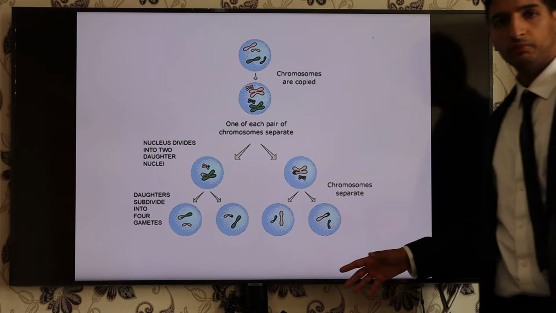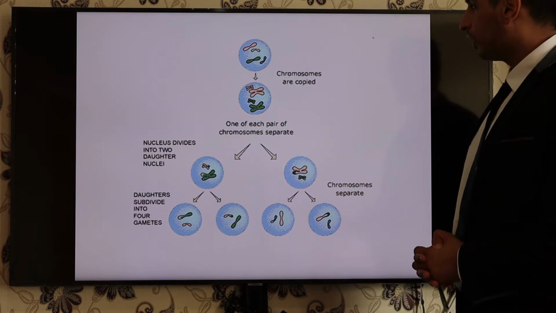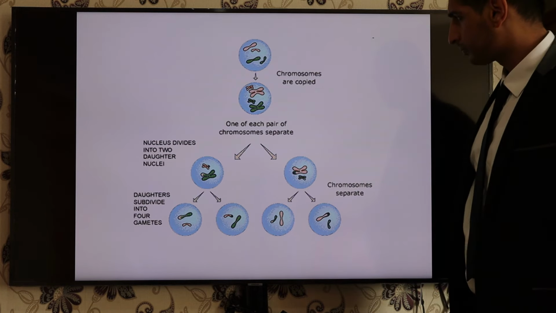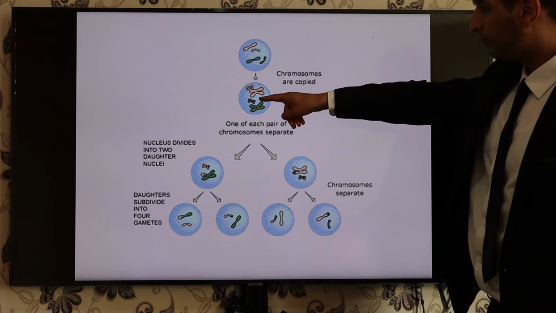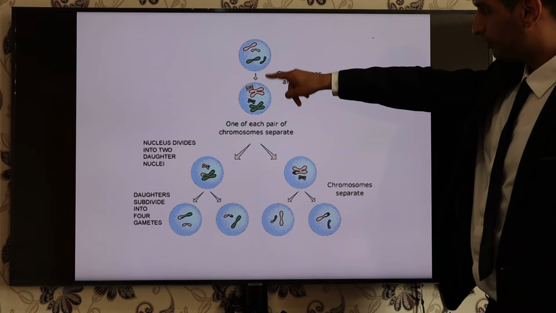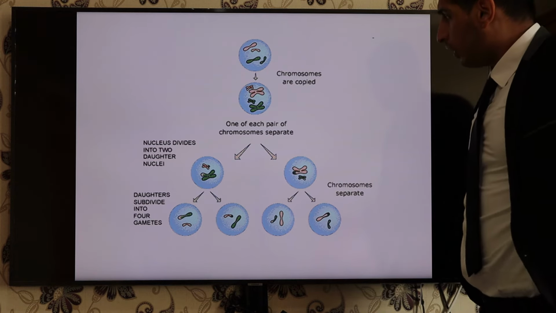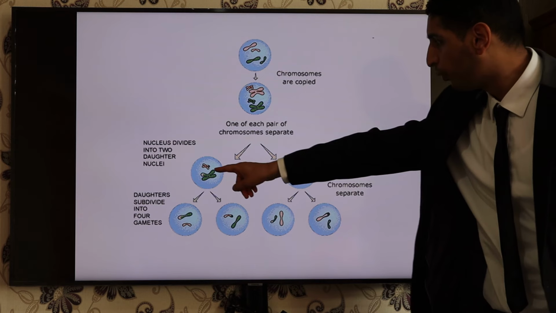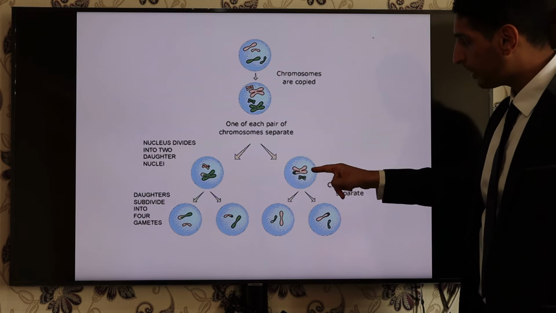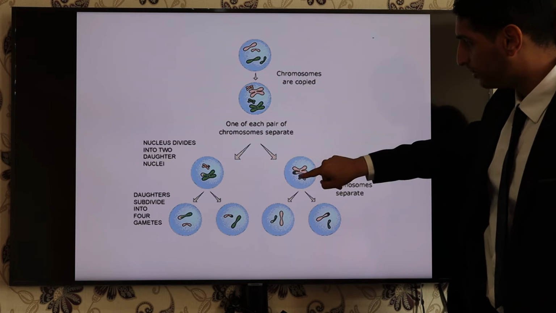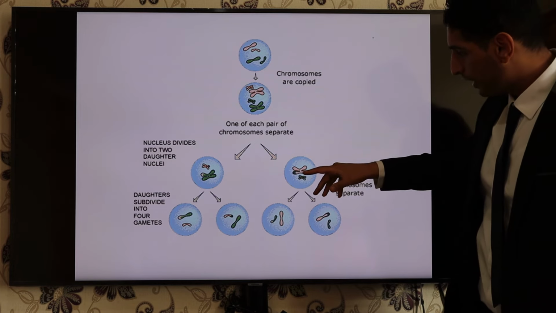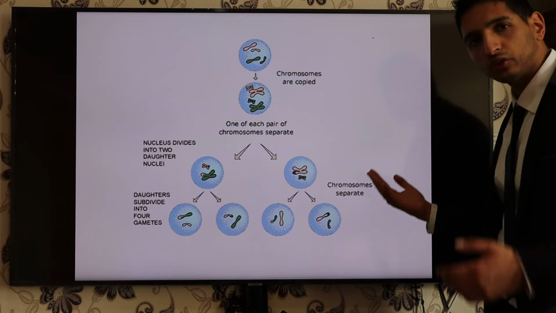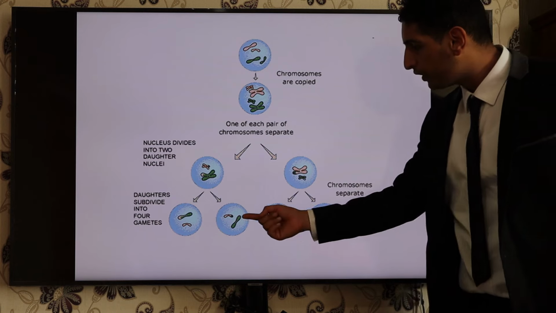So what happens in meiosis? Well, chromosomes are copied. So as you can see, they've copied each other. So you're going from 46, you've got 92 chromosomes now because they've copied each other. Now one of each pair of chromosomes separates. So now they separate back into 46 and 46. However, what's happened is, as you can see, some of the chromosomes have mixed. And then finally what happens is, them chromosomes then separate again to have 4 haploid cells. And the reason why it's called haploid is because they have half the number of chromosomes.